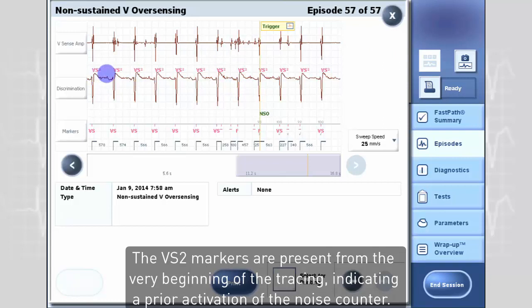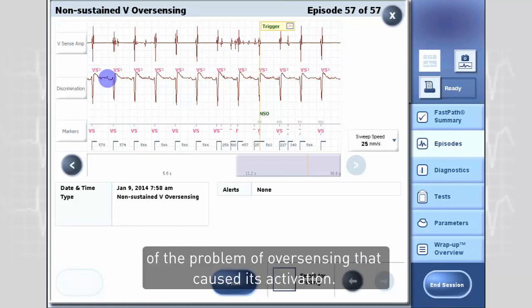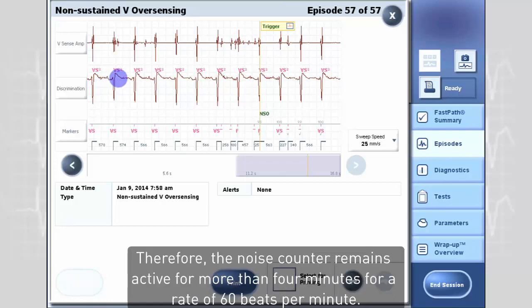The VS2 markers are present from the very beginning of the tracing, indicating a prior activation of the noise counter. Once activated, the noise counter is not immediately deactivated, despite the cessation of the arrhythmia or of the problem of oversensing that caused its activation. Indeed, 255 VS or VP cycles are needed on the bipolar channel for the deactivation of the discrimination channel. Therefore, the noise counter remains active for more than 4 minutes at a rate of 60 beats per minute.